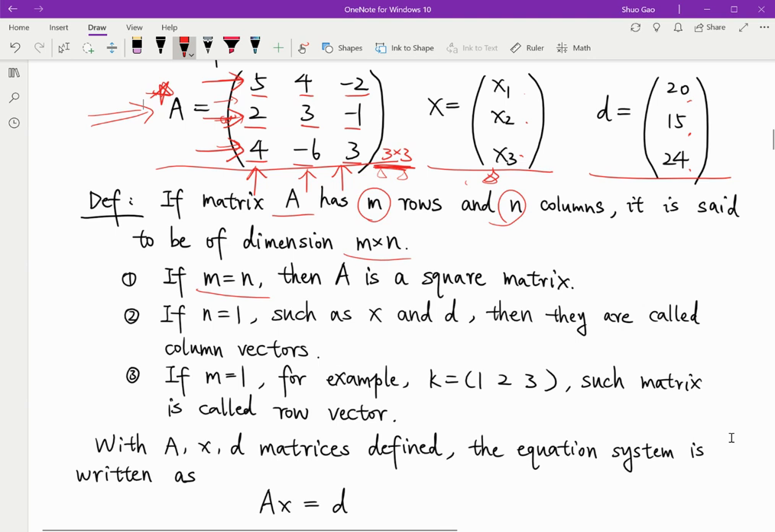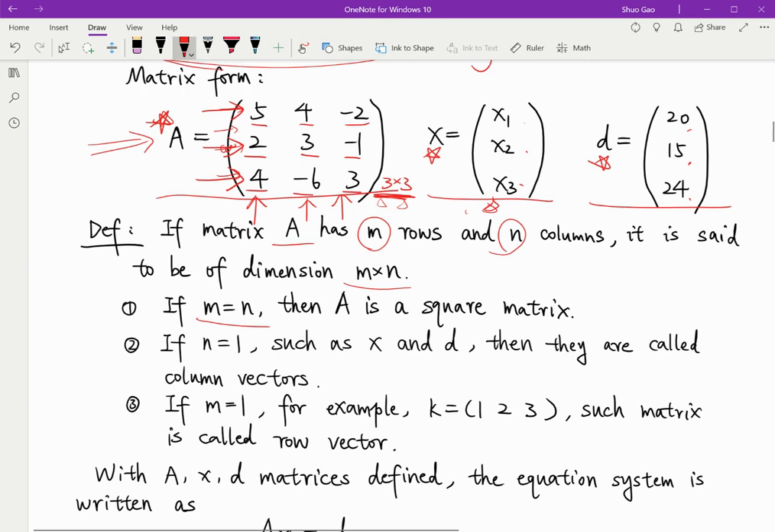Okay, so if n equals 1, for example, x and d here have only one column, right? N equals 1, so they have only one column, but multiple rows. If the matrix looks like this, then this kind of matrix is called a column vector, because there's only one column here.